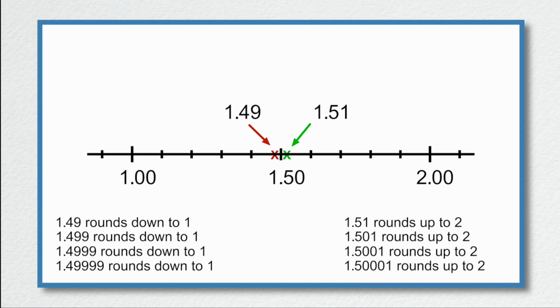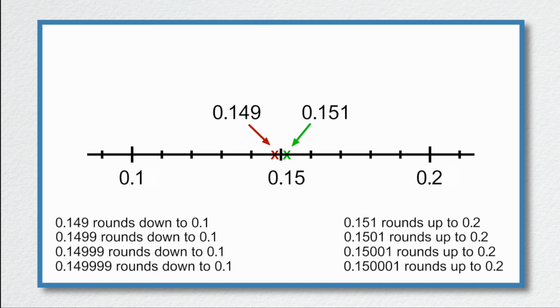Let's look at this example again. But this time I'm moving the digits of the specific numbers one place to the right. So 1 now becomes 0.1, 2 becomes 0.2, the halfway point changes from 1.5 to 0.15, and the two numbers that we are rounding are, instead of 1.49, they become 0.149, and instead of 1.51, we now have 0.151. Again, I'm going to zoom in on the number line.